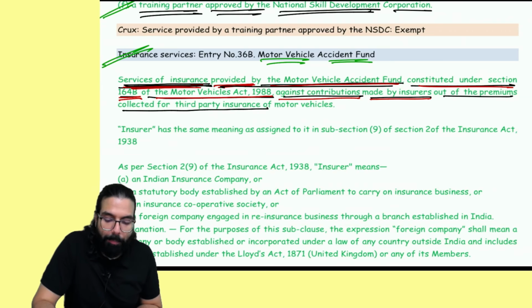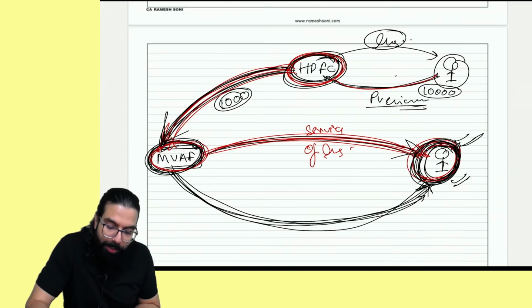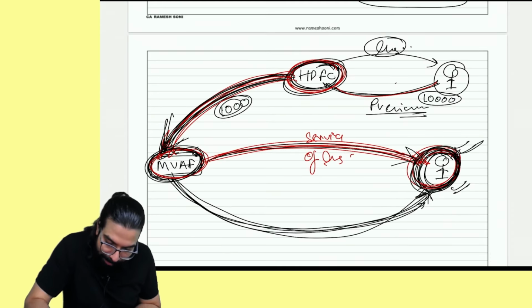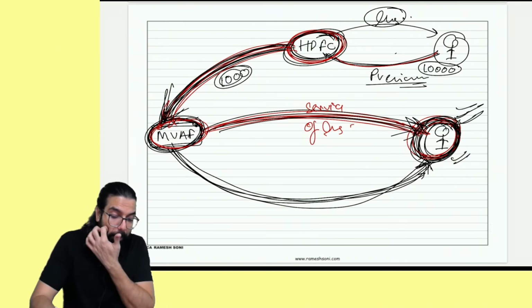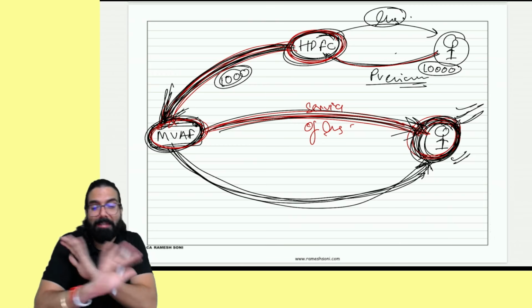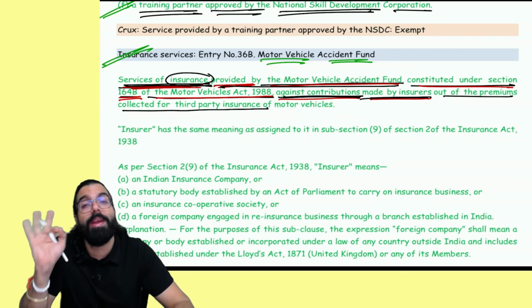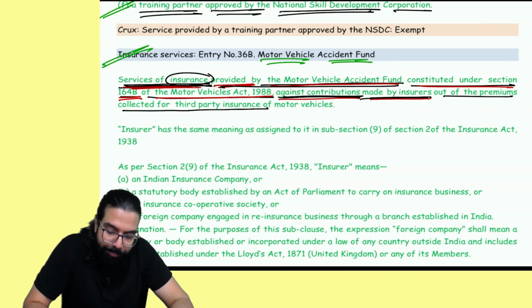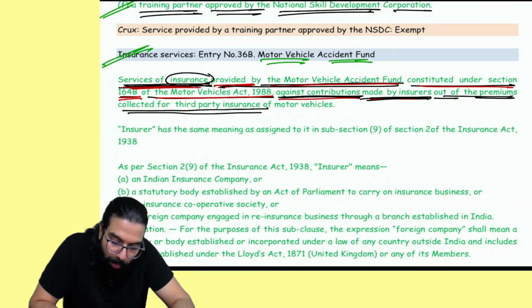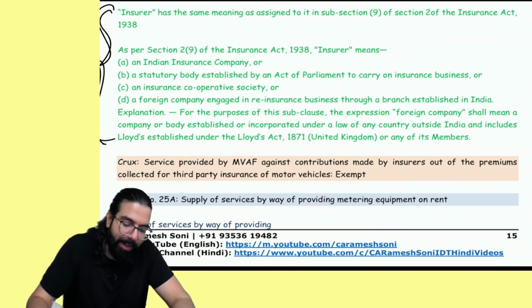Service of insurance provided by motor vehicle accident fund against contribution made by insurers. Insurers pay them the money and they help these people whenever an accident happens. Now, on whatever amount is paid over here, there's no GST. For any services of insurance provided by the motor vehicle accident fund, the amount given by the insurers, there will be no GST. It says against contribution made by insurer out of the premium collected for third party insurance of motor vehicle, and they have also given one insurance definition over here.